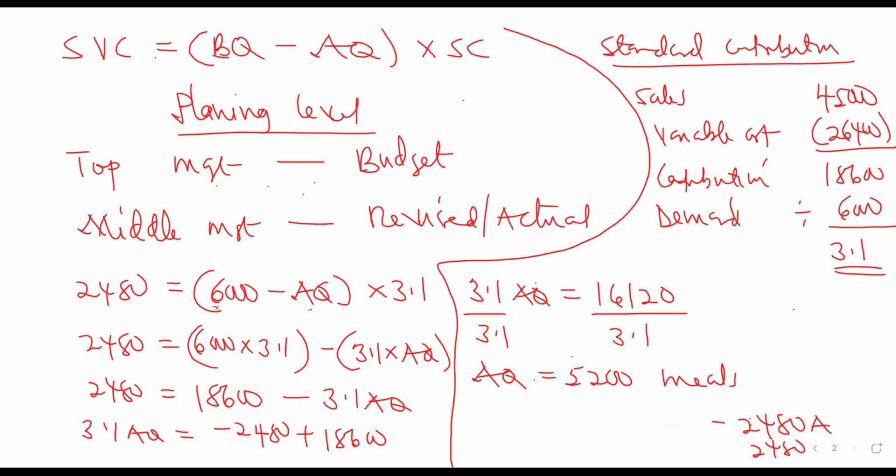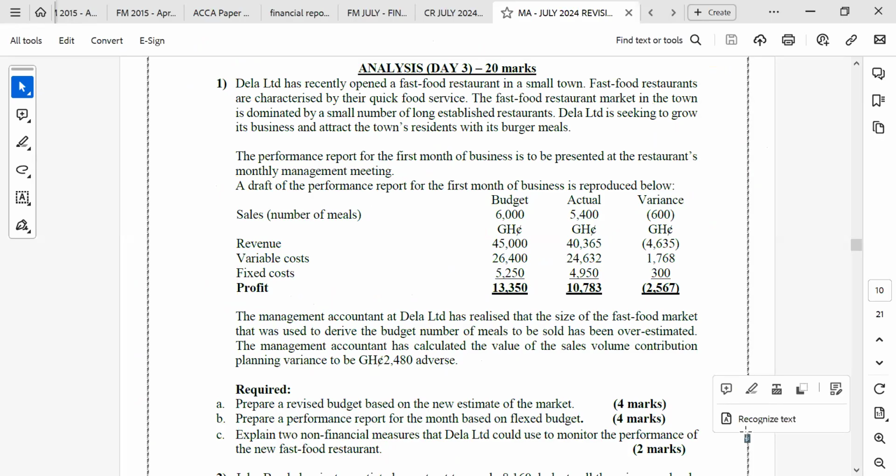All right, thank you. So it's supposed not to be negative. Our revised budget is 5,200. Our revised estimate is 5,200. They are asking us to prepare.